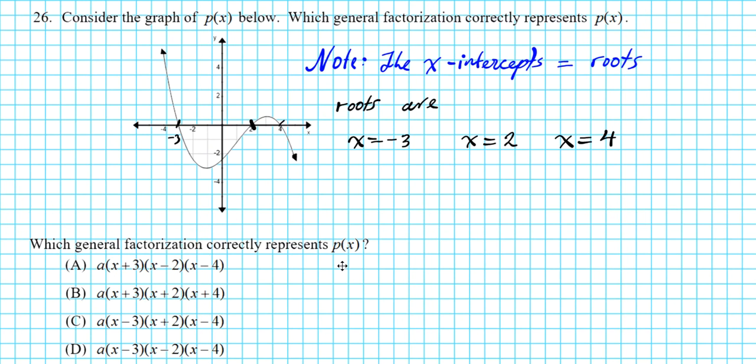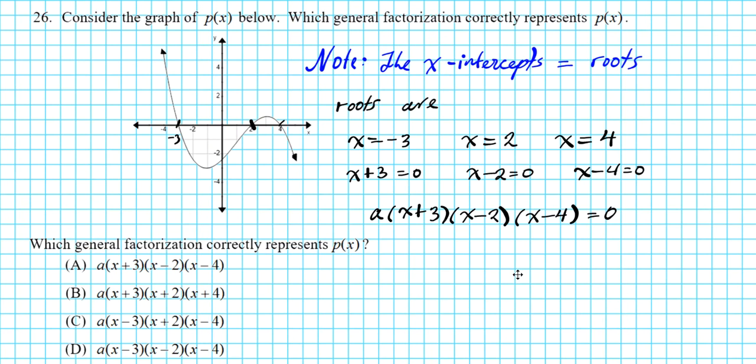Now, to express it in factored form, we're going to set each root to 0. So we have x plus 3 here, add 3 to both sides. x minus 2 here equals 0, subtract 2 from both sides. And x minus 4 equals 0 as a result of subtracting 4 from both sides. Now, using the reverse of the zero product property, we're going to have a times x plus 3 times x minus 2 times x minus 4 equals 0. So we can clearly see that our answer is option letter A.